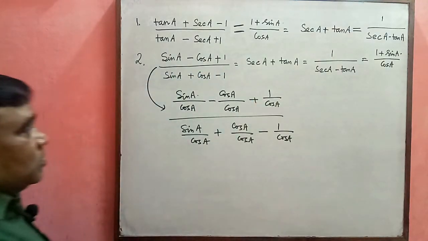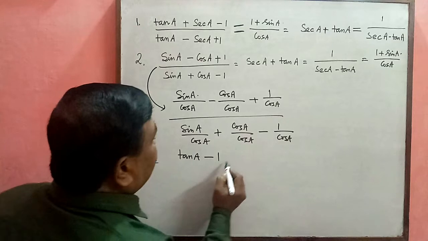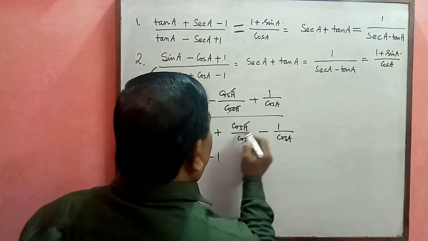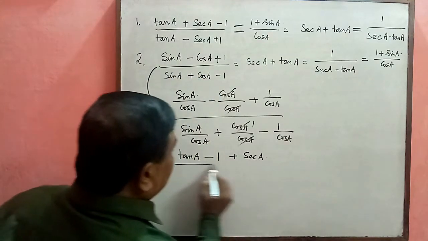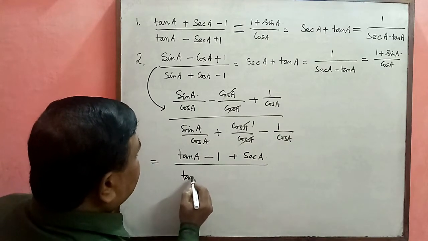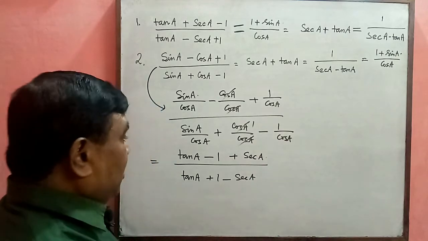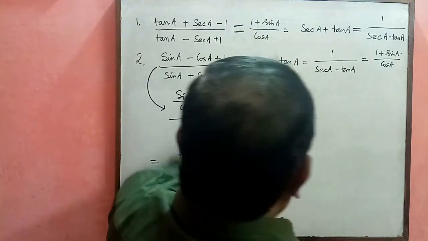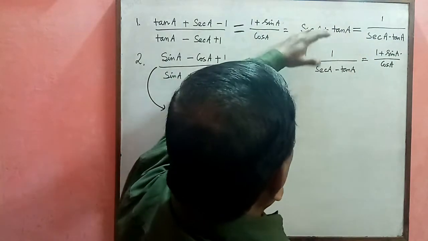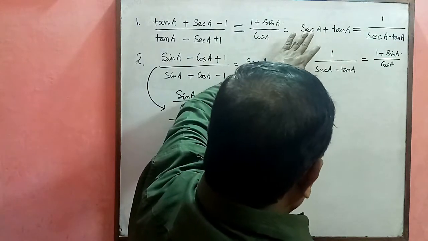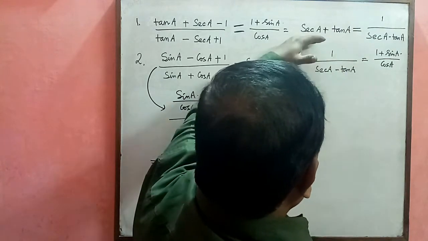You see here it is tan A minus 1 plus sec A, and this is tan A plus 1 minus sec A. Now you see the things here. We have to prove this, and this is the thing. This same quantity is here also. If I write sec A, we know 1 upon cos A plus tan A, sin A upon cos A. Cos A is the LCM, and this will come.